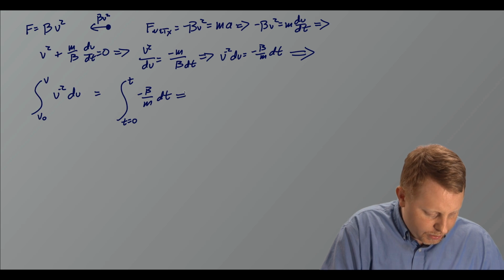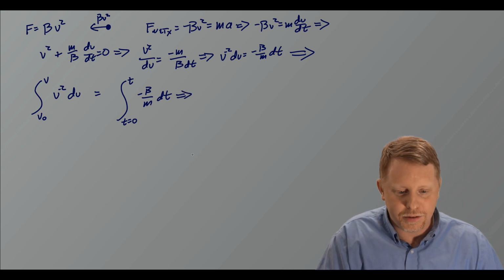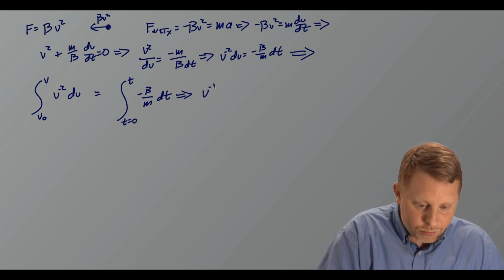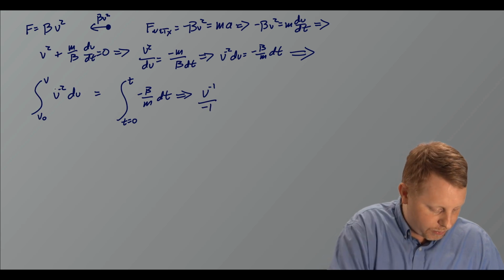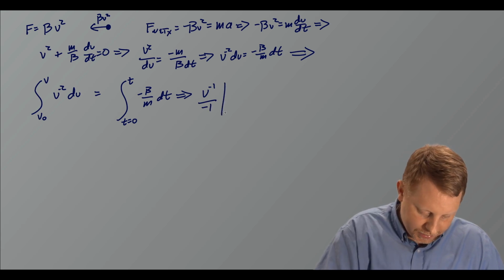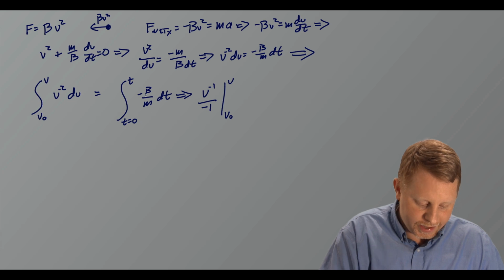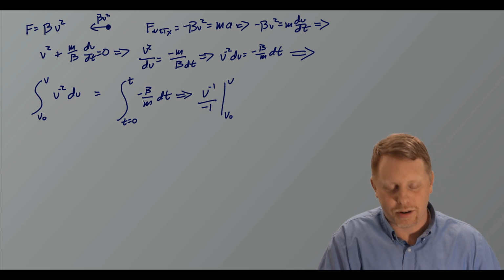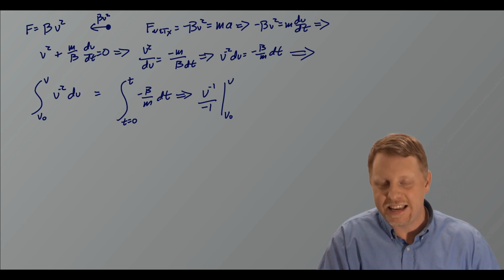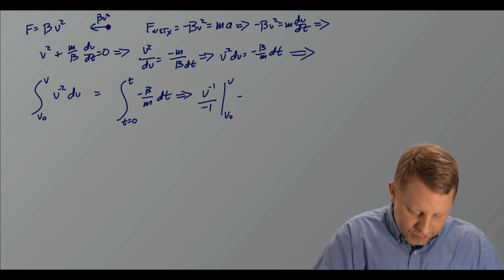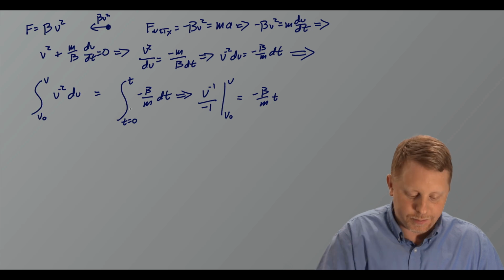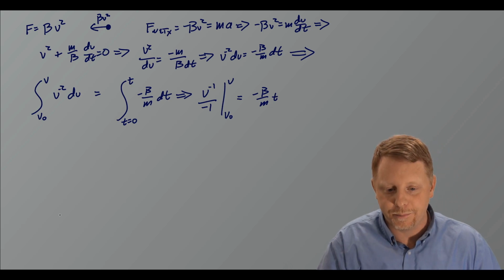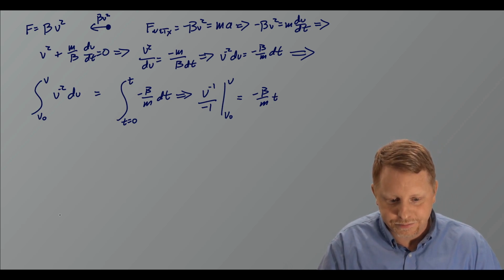From there, well, the integral of v to the negative 2, that's just going to be v to the negative 1 over negative 1, and we have to evaluate that from v0 to v. On the right-hand side, beta and m are constants. The integral of dt is just t, so that's going to be minus beta over m t evaluated from 0 to t, which is also just t. So that's not too bad.